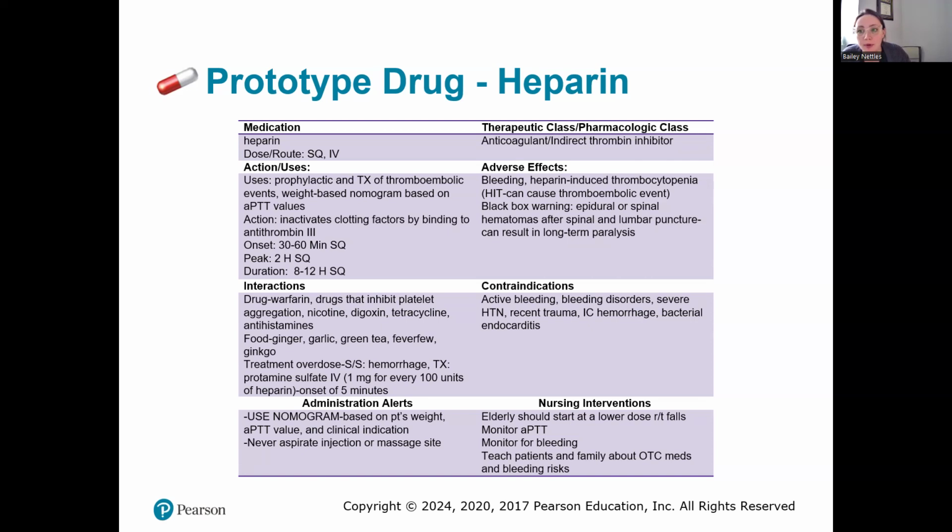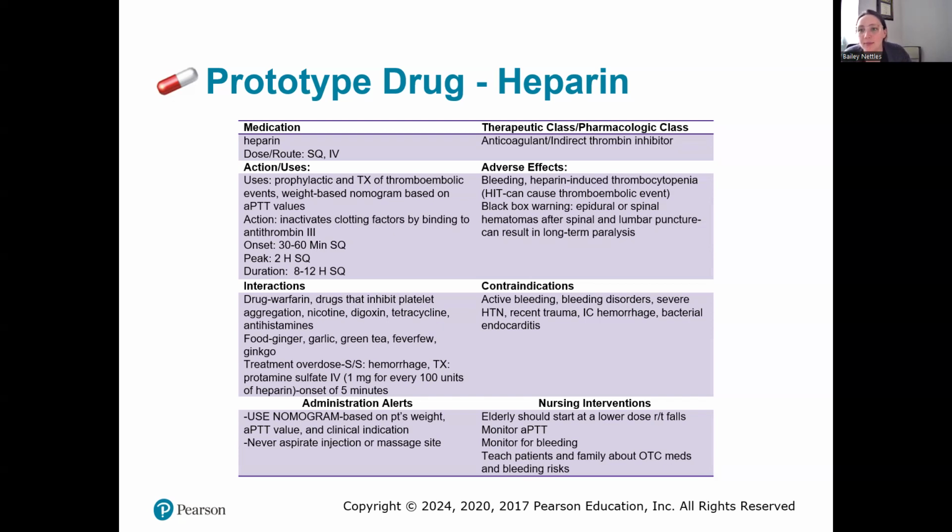Okay. I can have thrombocytopenia, which is when thrombo is blood, cyte is cell, penia is decrease. So my blood cells decrease. Okay. HIT, which is heparin-induced thrombocytopenia, that's HIT. It can cause a thromboembolic event.